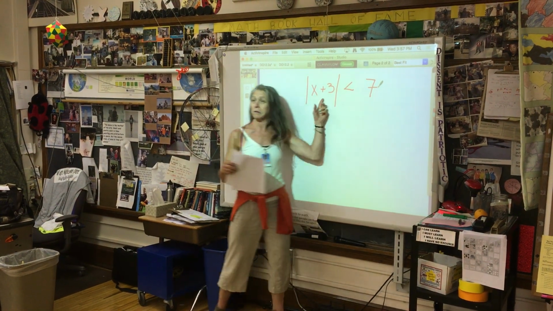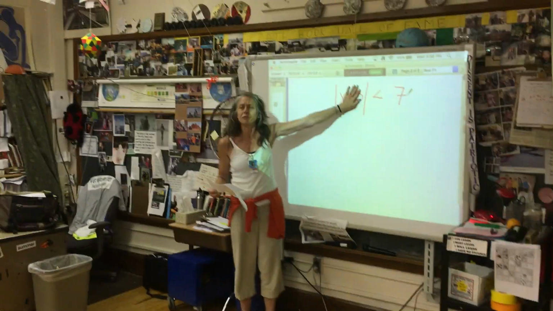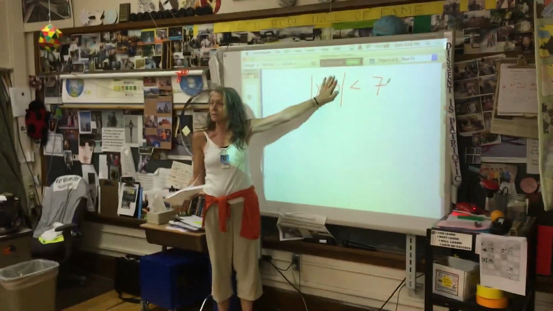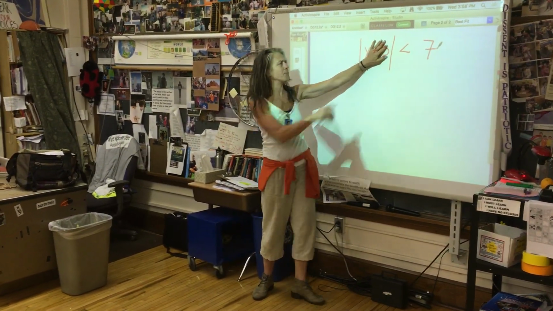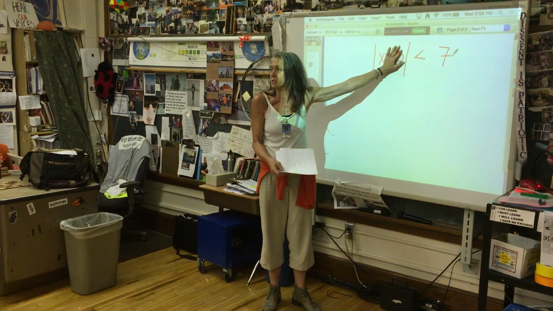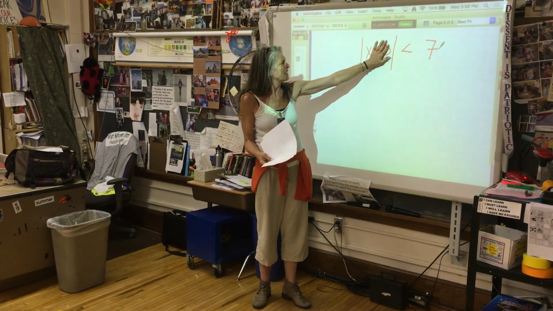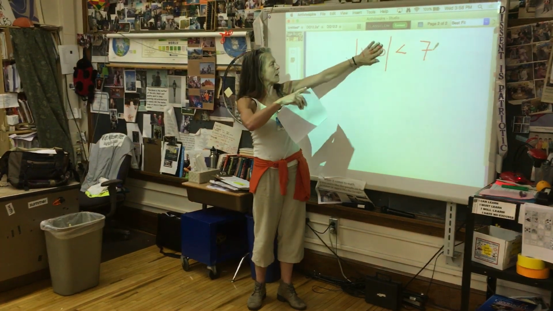What's it mean? Absolute value means it's what you just told me: number of steps from 0. Okay, so something is less than 7 steps away from 0. So something close to 0. Let's just talk about whatever that is.